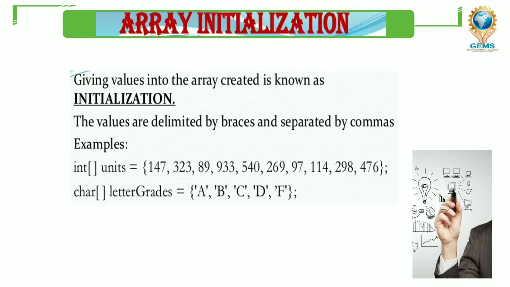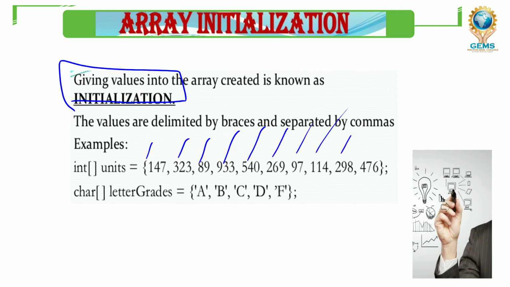So what does the definition say here? Array initialization means giving values. So we are giving values 147, 323, 89, 900, 33, 540, 369, 97, 14, 298, 476. These values we are giving to this array. This process is called array initialization.